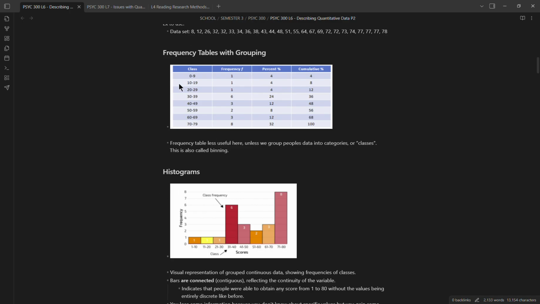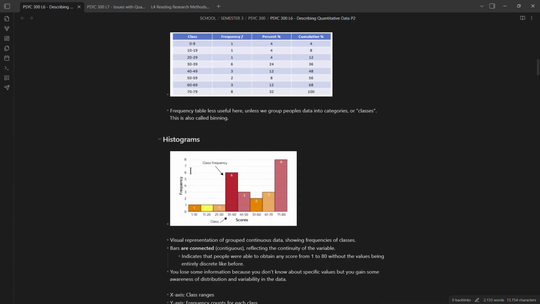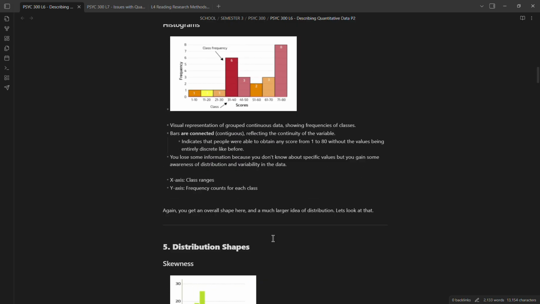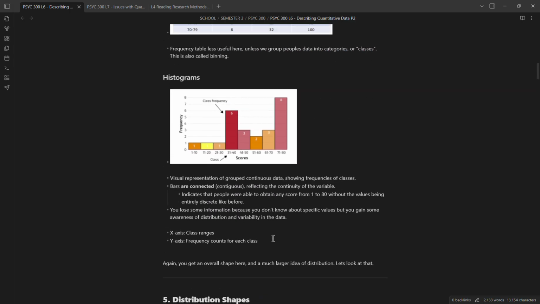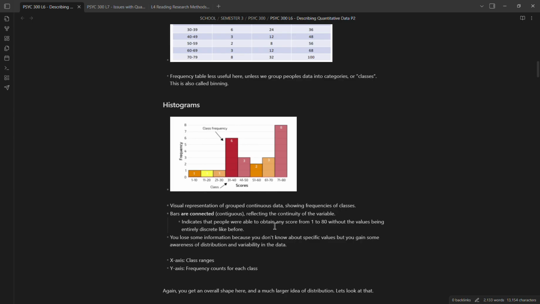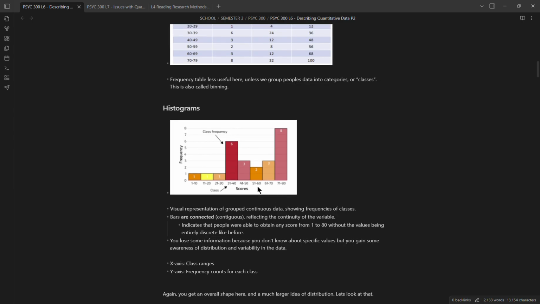So again, we showed this in the frequency table up here, but because it's on a continuum, we kind of group and we class different sections of that continuum. So because of that, in the histogram, as you look at the screen here, the bars are actually connected, reflecting the continuity of the variable. It indicates that people were able to obtain any score from 1 to 80 without the values being entirely discrete. You lose some information because you don't know the specific values, but you gain some awareness of distribution and variability.